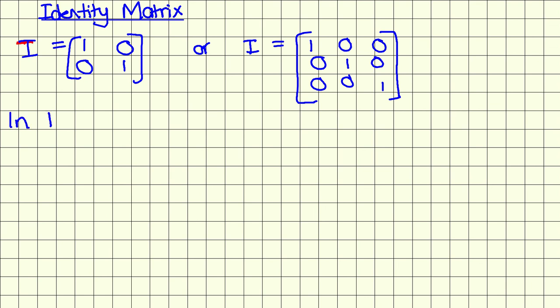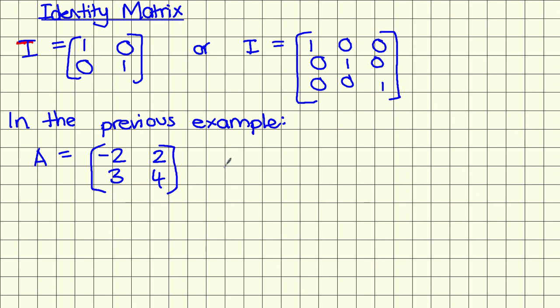So in the previous example, we said that A was minus 2, 2, 3, 4, and we figured out that A to the minus 1, so the inverse of A, was minus 1 over 14 times 4, minus 2, minus 3, minus 2. So that's the unsimplified form. Okay, so that's what we worked out in the previous example.